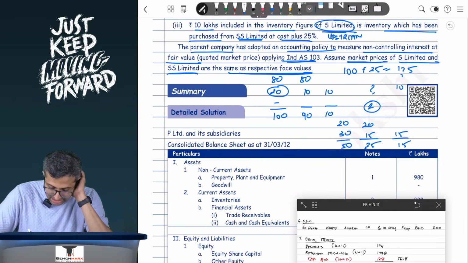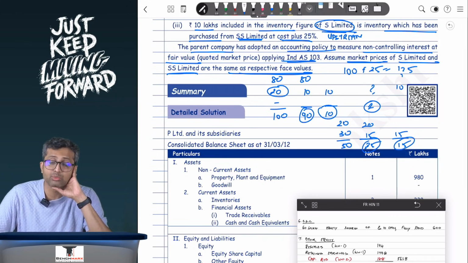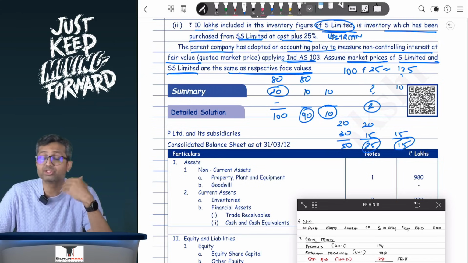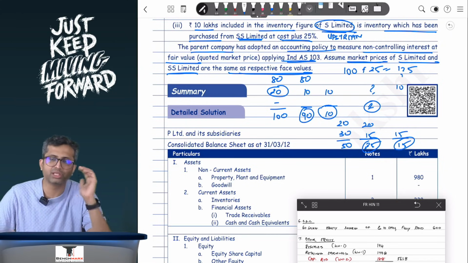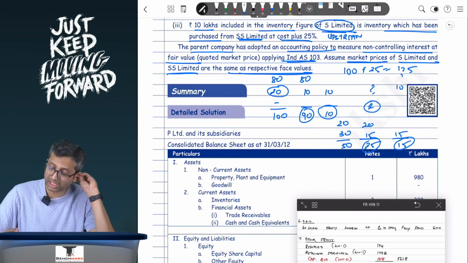Now this 90 and 10, this 35 and 15 will go in what ratio, sir? 80-20, because these are reserves appearing in the books of S. All assets, all liabilities, all reserves in the books of S will be split in the 80-20 ratio. So this 10 80-20, this 15 80-20.